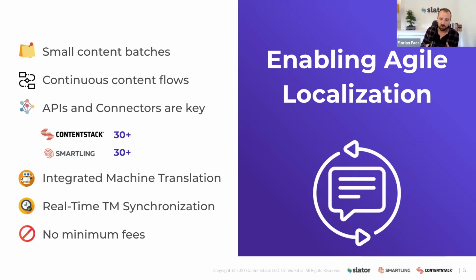And as we said before, content really resides across multiple repositories. And so your CMS and your localization tech needs to be able to connect to all that. Actually, when I was researching for this presentation, I came across that Contentstack and Smartling each offer over 30 APIs and connectors. And I'm pretty sure that if we ask them to develop something custom, they could pull this off as well. So that's what you want to start out with, right?